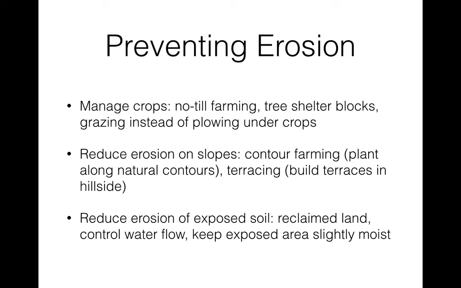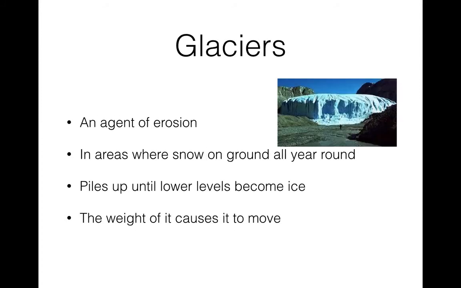Reduce erosion on slopes by contour farming. We talked about that with our vocab. Terrace farming. You build the terraces into the side of the mountain. And reduce erosion of exposed soil. You're going to reclaim the land. You want to control the water flow. Keep exposed areas slightly moist so that way everything's not real loose and can just be swished away.